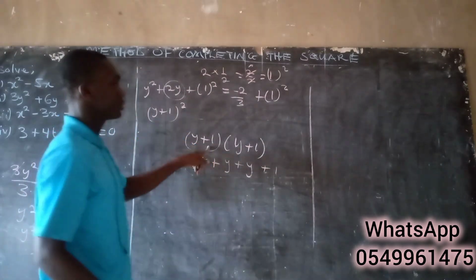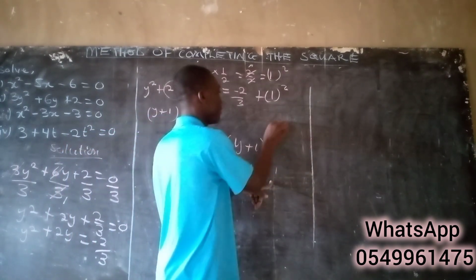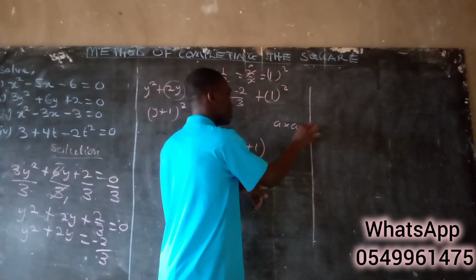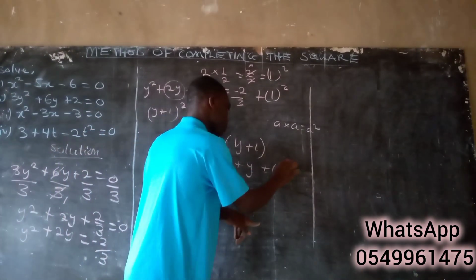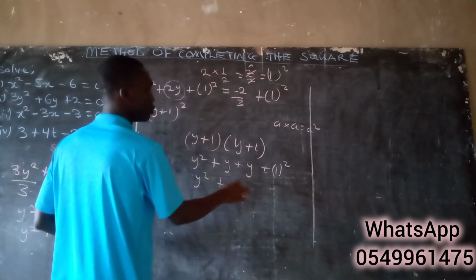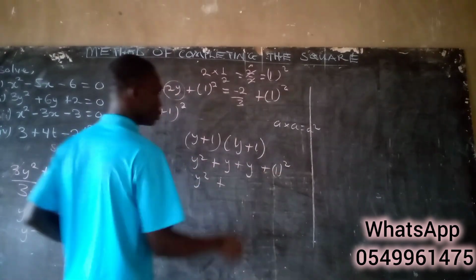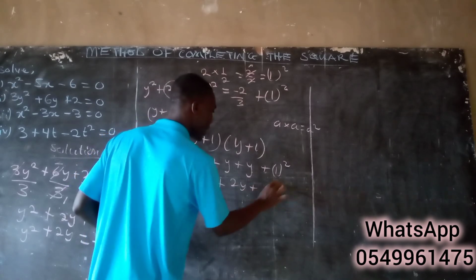And you know, 1 times 1 can be written as 1 squared, because a times a gives us a squared. So 1 times 1 is also 1 squared. So you have y squared plus, but 1 squared is also 1. So y plus y is 2y, plus 1 squared.